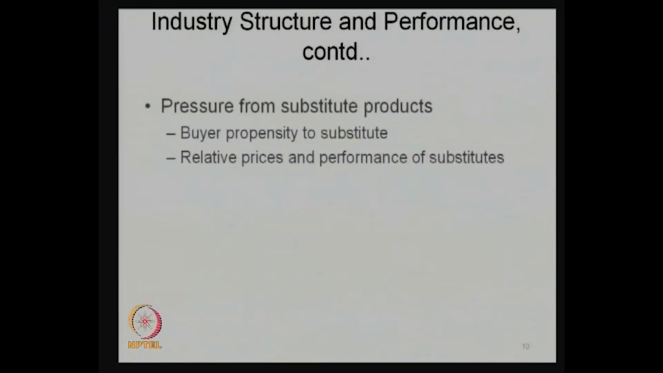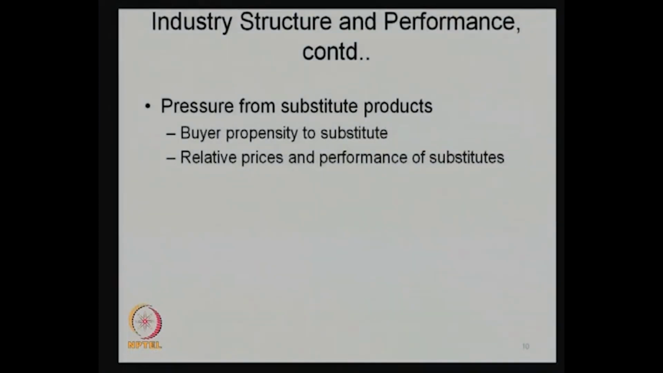Then we go to the next category of industry analysis, that is, the pressure from substitute products. There may be one particular product which could have other substitutes to take care of that. So, in that case, what is the propensity of the buyer to substitute? Let us say our industry produces certain things, and these can be substituted by some other new products coming in from some other sector. In that case, if high substitution is going to be there, then it is going to be a difficult proposition.